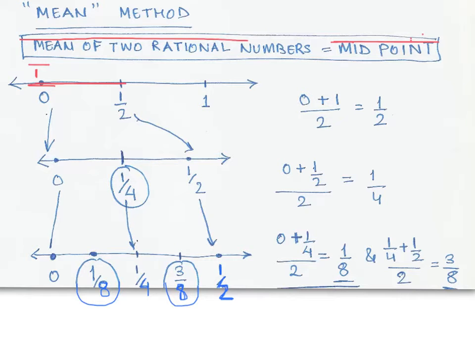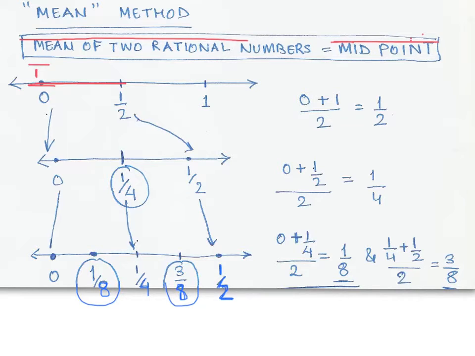Okay, so in this last video, we are going to look at another method known as the mean method to find out rational numbers between any two given rational numbers. Now, what do I mean by the mean method? Well, mean simply means finding a midpoint, and let me try to demonstrate that to you.